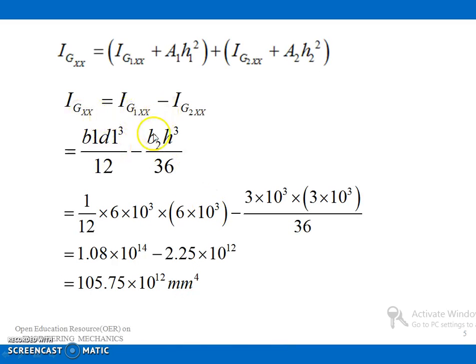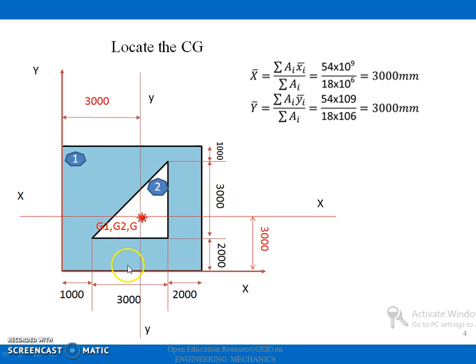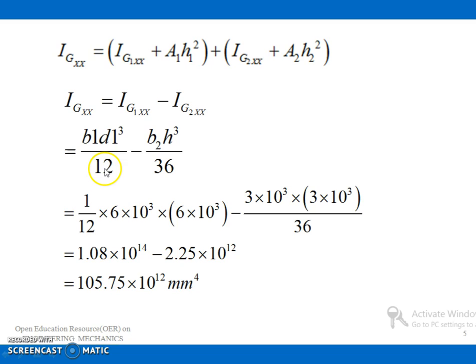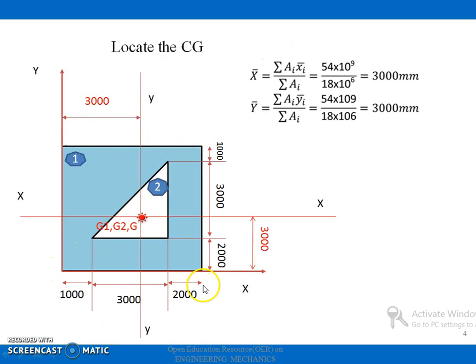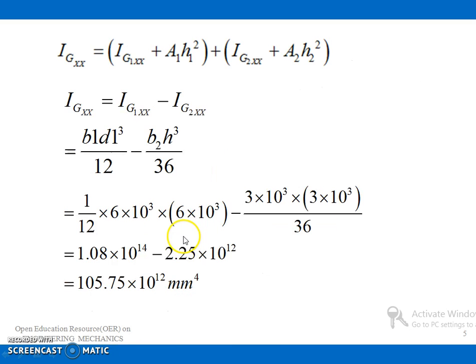Now I am substituting the formula. Ig1xx is for a rectangular or square section, so it will be BD cubed by 12. That equation is written here, and then the moment of inertia of the triangular section is BH cubed by 36. Substituting all these values, B1 is 6000, D1 is 6000, and for the triangle I have expressed B2 as 3000. So substituting all these values, I have found the moment of inertia as 105.75 into 10 raised to 12 millimeter raised to 4.